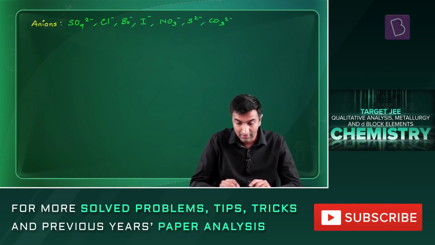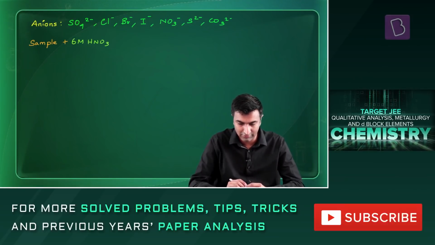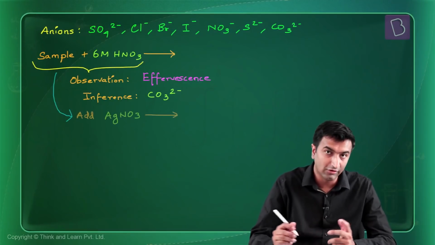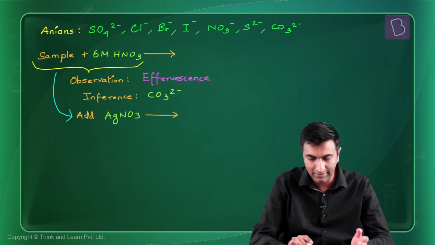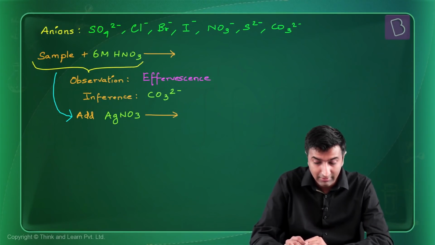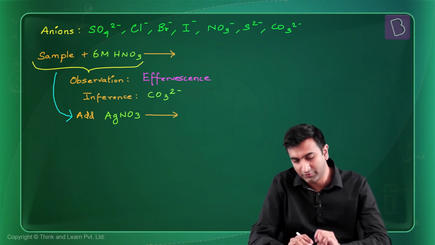The first thing that people do is add a little bit of very concentrated 6 molar HNO3. If you get effervescence, CO3 2- exists and you're done. If no, then you go to the next step. Now here, what would remain are the other ions, which are sulfate, Cl-, Br-, I-, and nitrate. Here, I add silver, silver nitrate specifically. You add a few drops of silver nitrate.